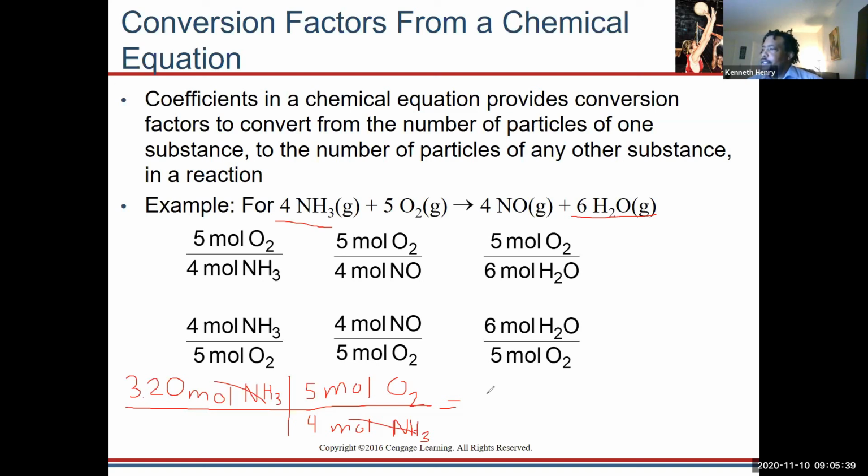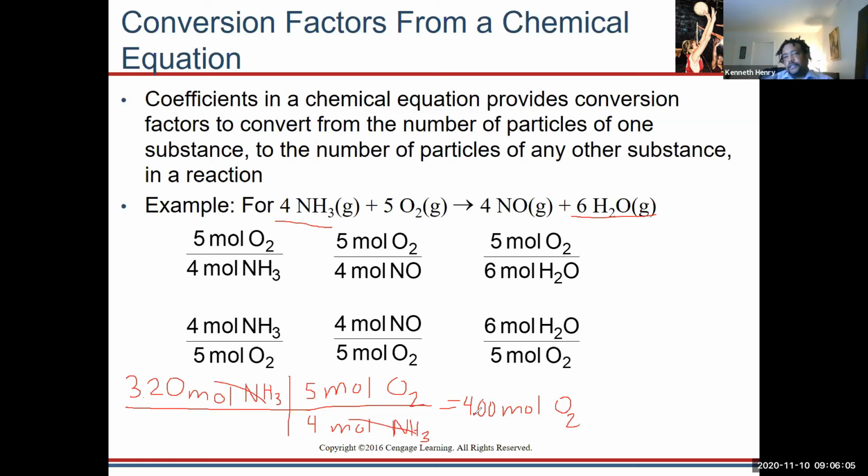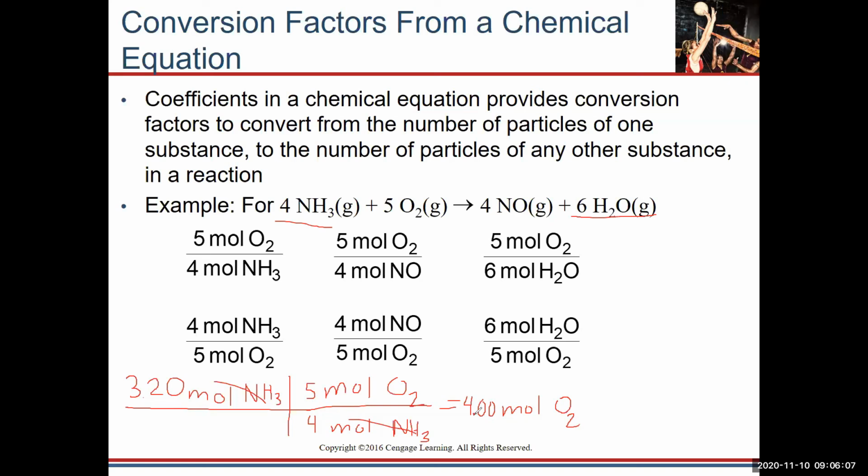I had to do it twice. How many sig figs should I have? 3. So it'd be 4.00. Yep. Piece of cake? Yeah. It makes very much sense.